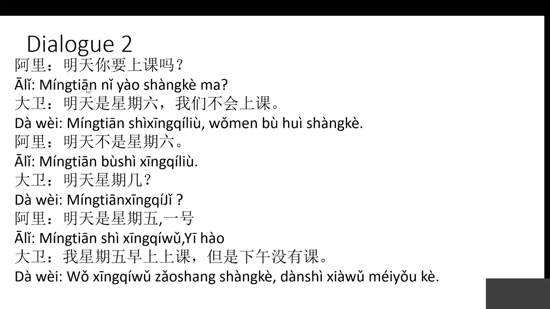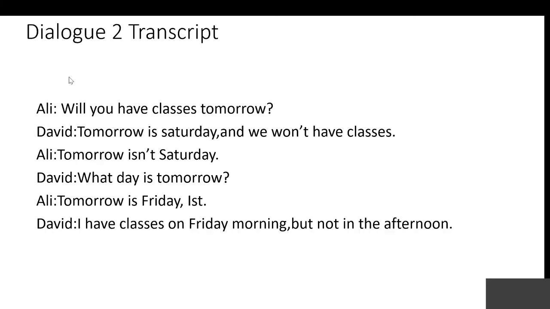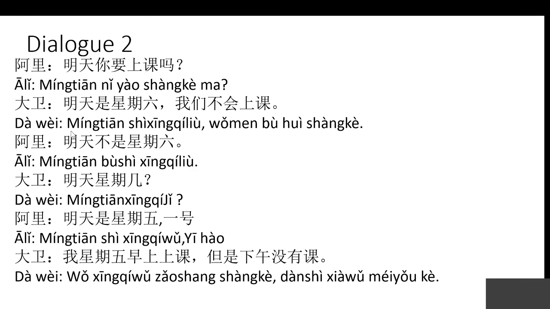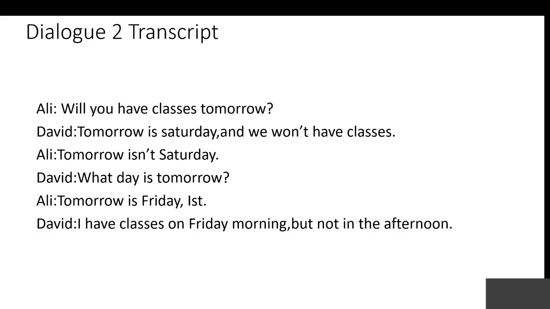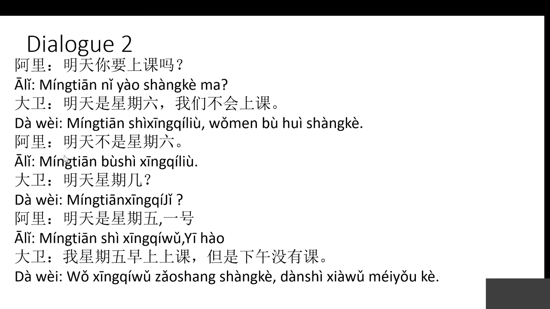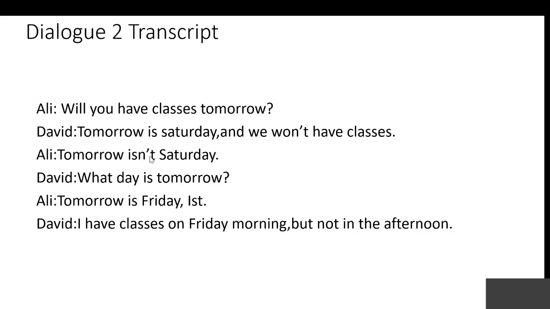Dialogue 2. 明天你有上课吗? As you can see, ma is a question word. So Ali is asking, will you have classes tomorrow? And Pawei said 明天是星期六. 星期六 is Saturday. 我们不会上课. 我们 is we. 不会 is don't have, 上课 attend class. So tomorrow is Saturday and we won't have classes. And Ali is 明天 tomorrow 不是 is not 星期六. So tomorrow isn't Saturday.